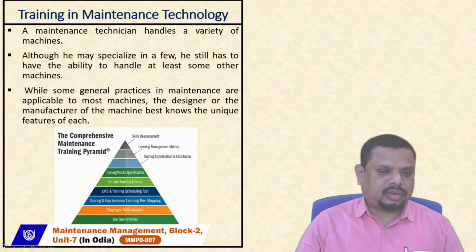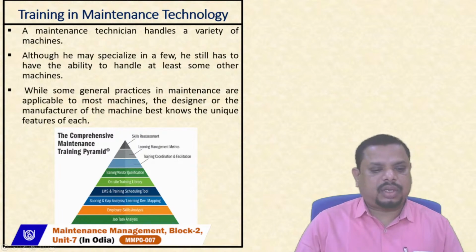So what are the things that should be observed under the pyramid? The first one is training vendor qualifications. Then an on-site training library should be established. If possible, we must go for LMS systems and training schedule tools. Then scoring and gap analysis, or learning development mapping, should be done. Then employee skill analysis should be done.